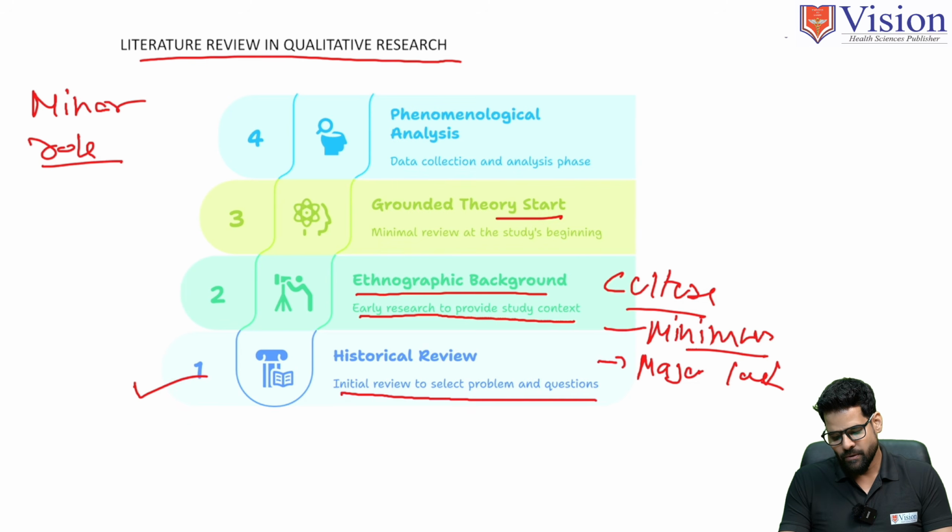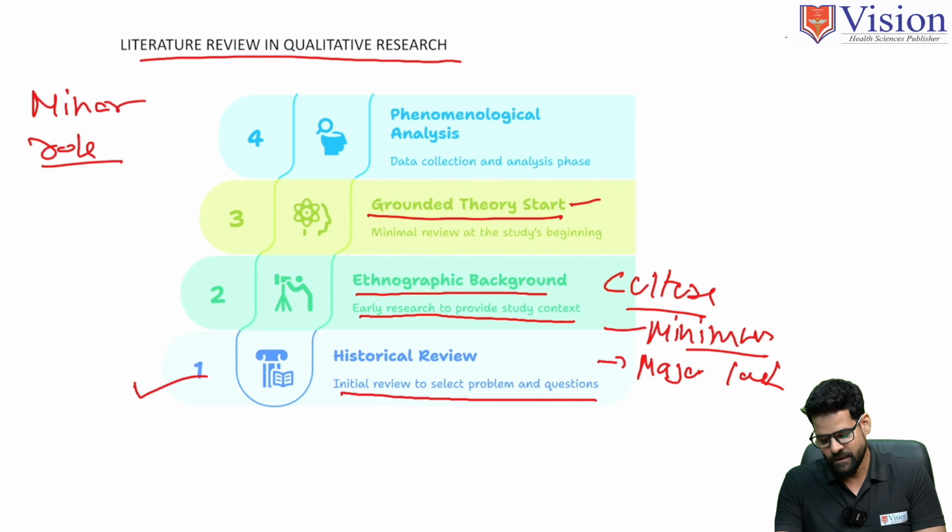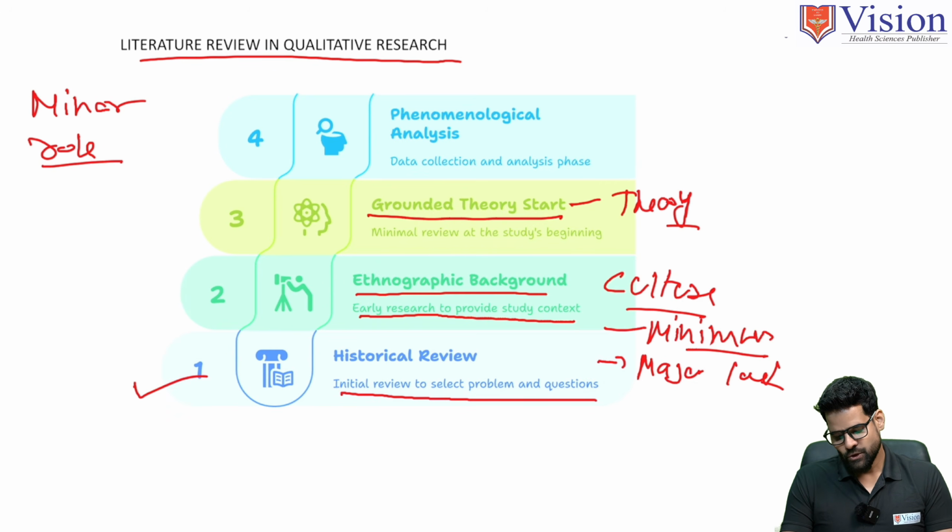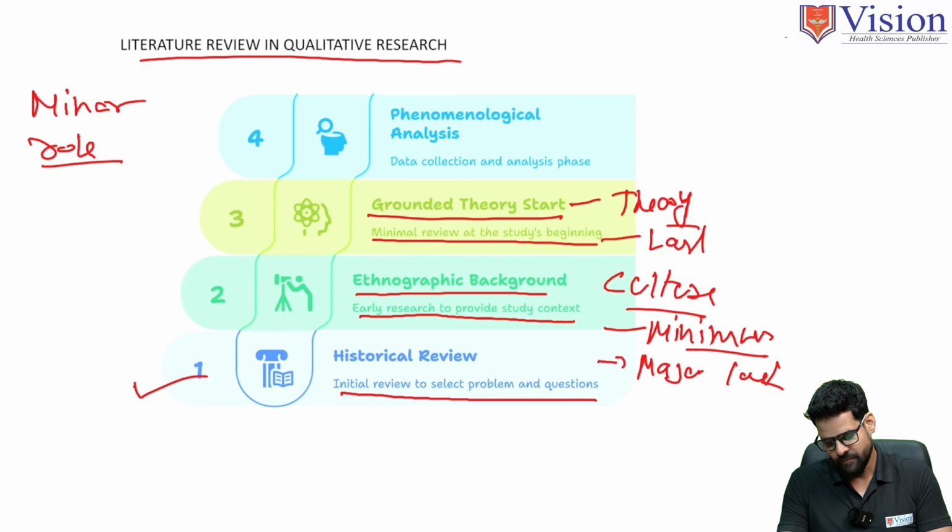For grounded theory, the purpose is to develop theory. The main purpose of grounded theory is to develop theories. So what we do here is a minimum review at the study beginning. Again the role is less, and we do it in the last phase only.